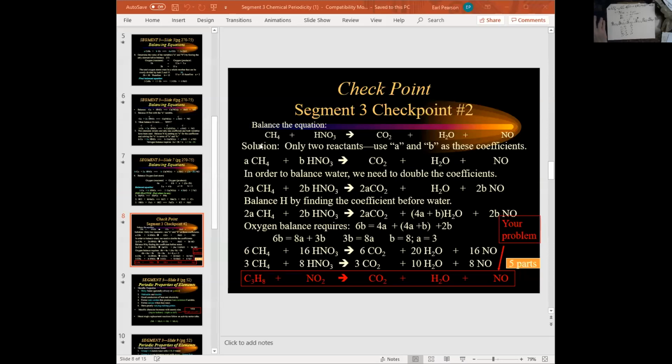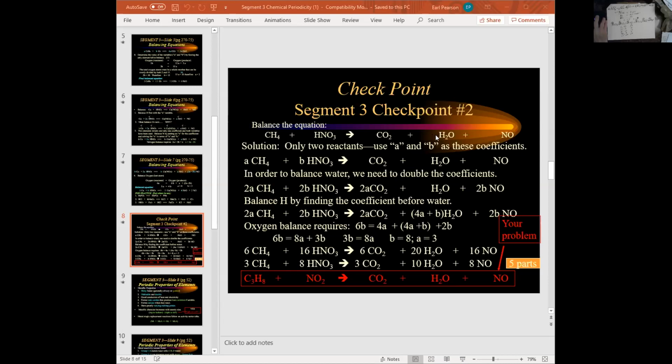This is what I was looking at, and this is the reaction that I was doing. It's segment 3, checkpoint 2 example. I just did another balancing equation with copper and nitric acid. This is a methane and nitric acid. This is one of the equations on that list of possible equations to balance for practice. And what I was noting is that if I started out with an A and a B here, I would see that I'd have a problem with hydrogen.